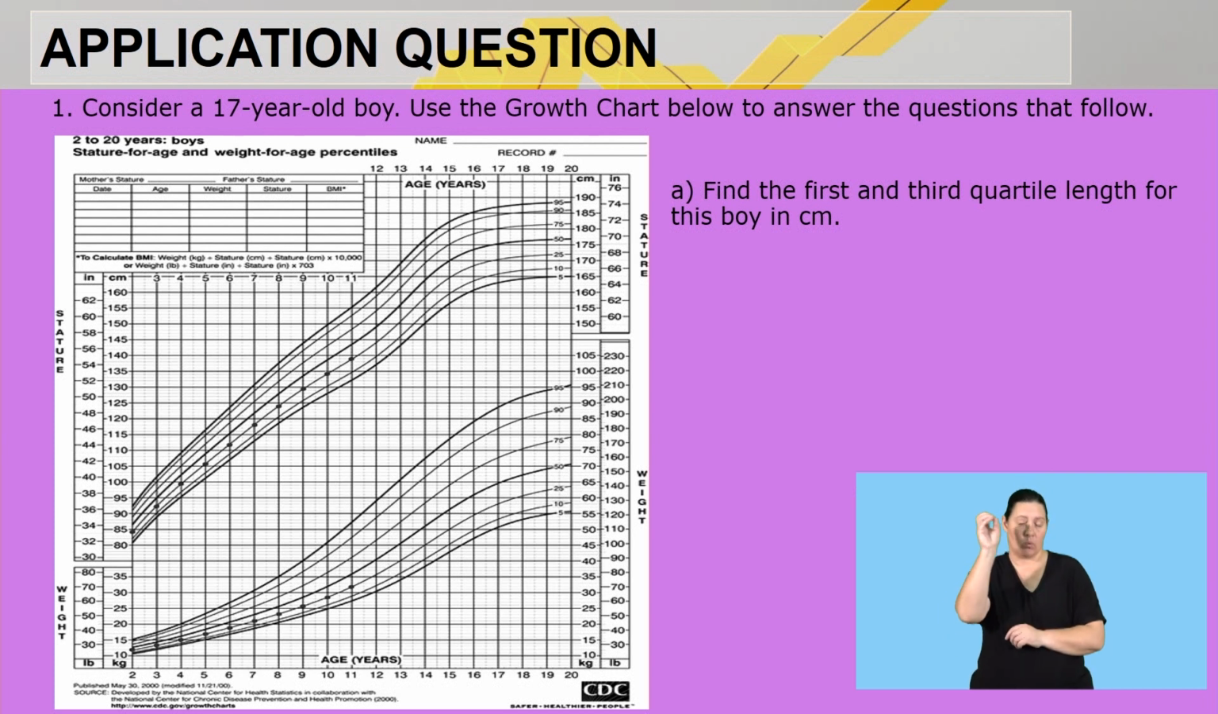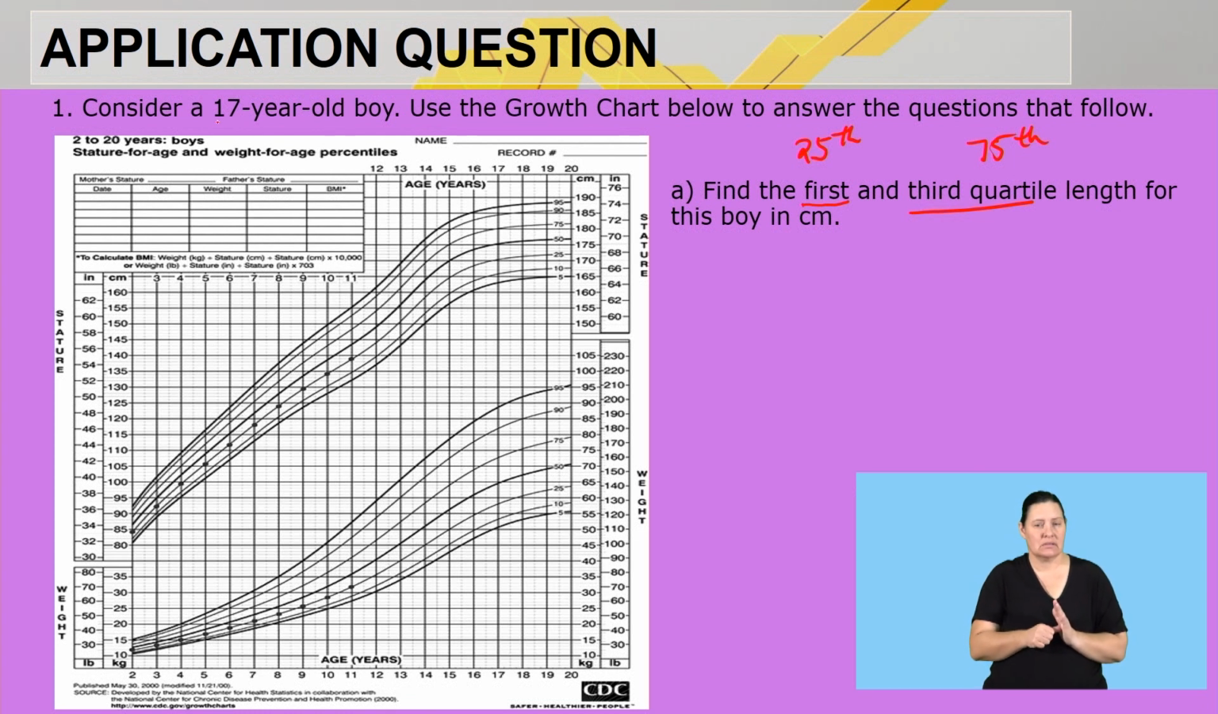Now please note, here we work with a growth chart and we basically focus on percentiles, right? So now just a bit of background information that you should know by now. Our first quartile is known as the 25th percentile, and our third quartile is known as the 75th percentile. Okay, so that is key when answering this question. Also important here is we are considering a 17-year-old boy. Okay, now let's look at answering this question.